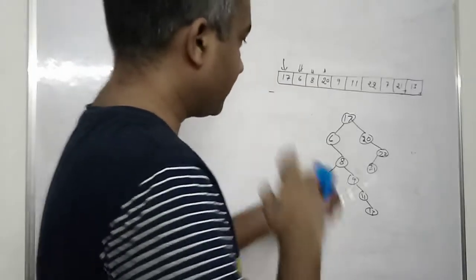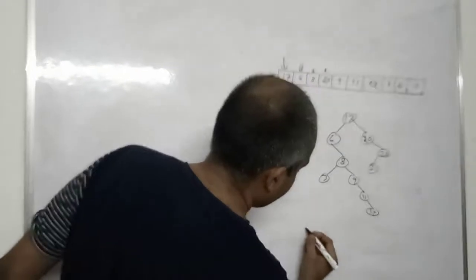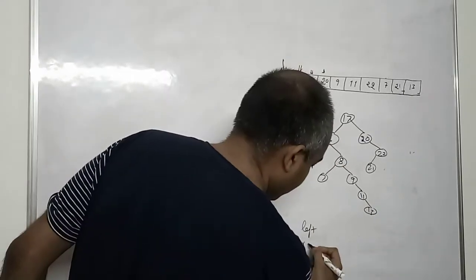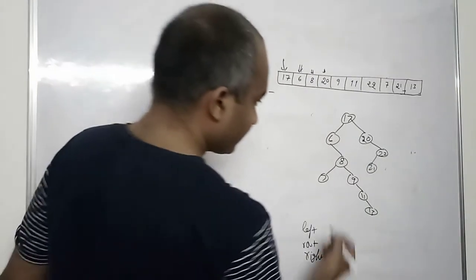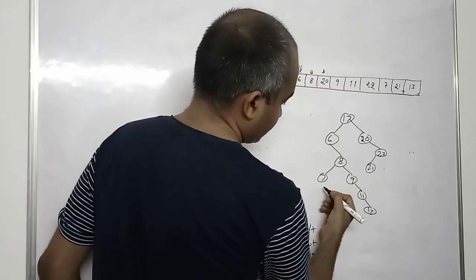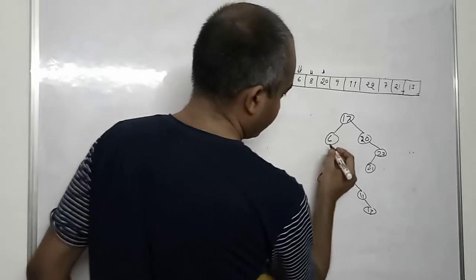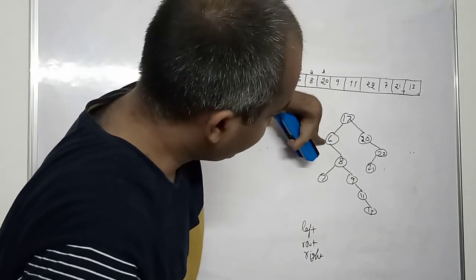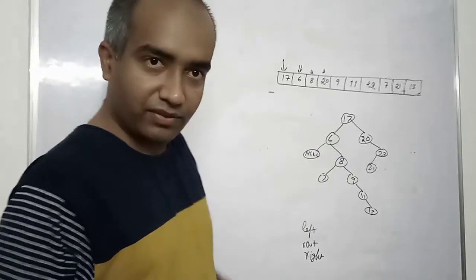Now once you have created it, you just need to do an in-order traversal. In in-order traversal, you visit the left tree first, the left node, and then you visit the root node, and then you visit the right node, right? So you will start from here. Which one will be the leftmost element? 6 is the leftmost element, right? Because here nothing is available, it's null. So this is the leftmost child.